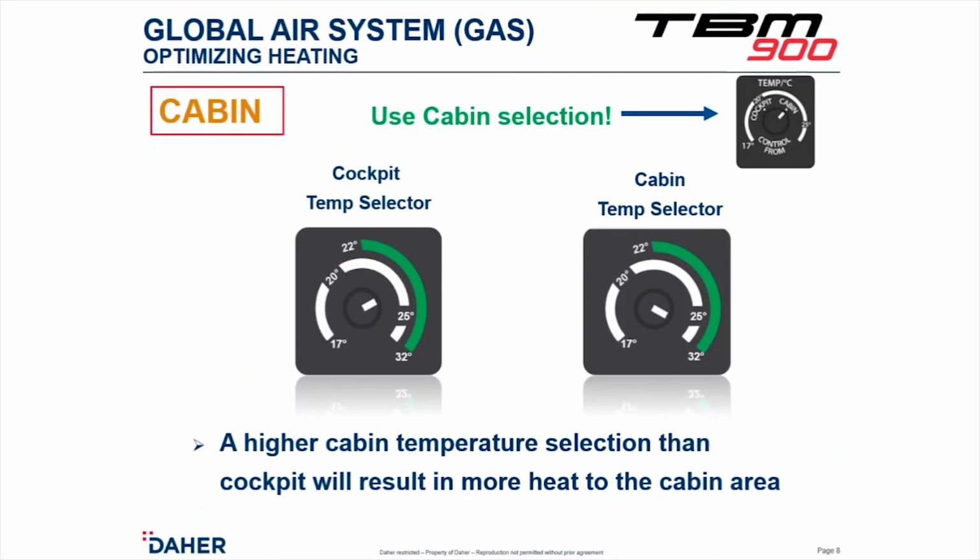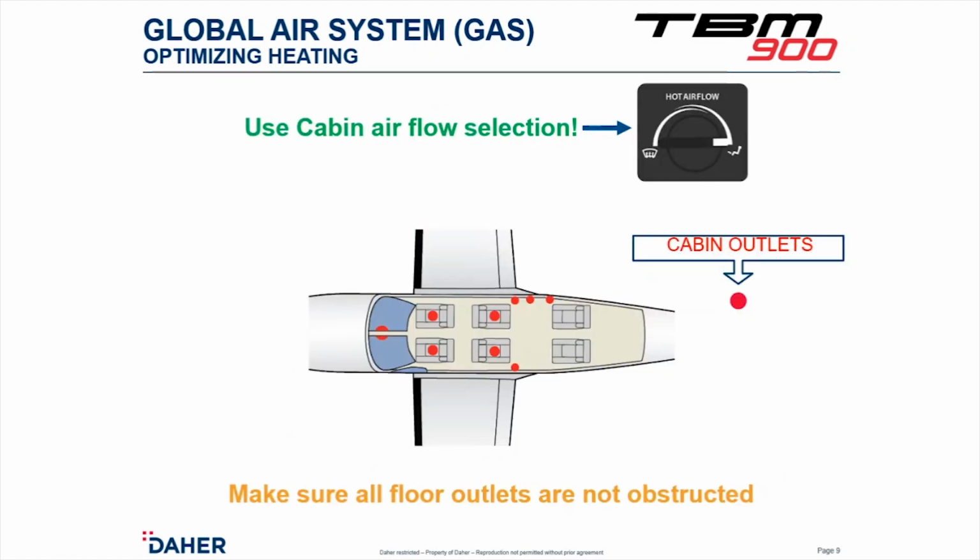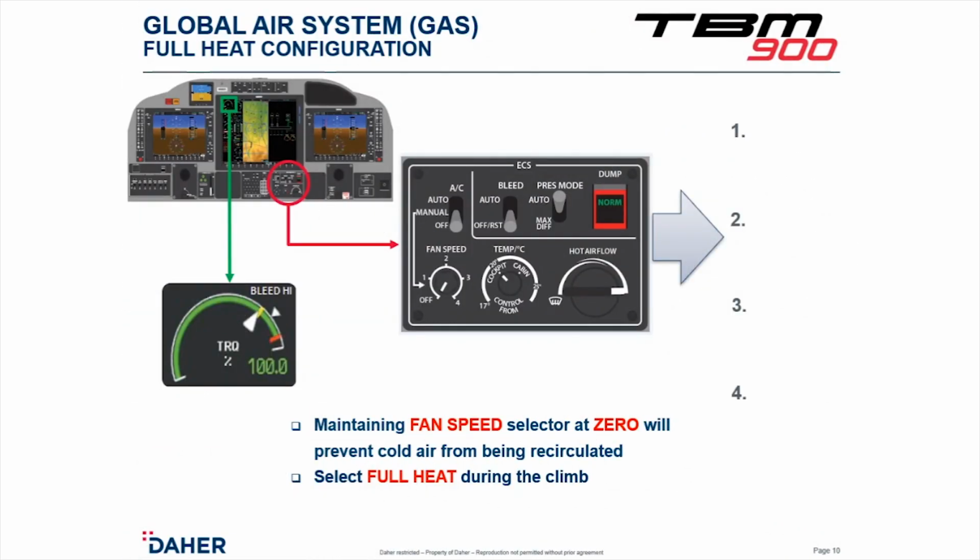So conversely, if more heat is needed in the cabin area, while still selecting cabin as the control, the temperature selection in the cabin temperature control must be higher than the cockpit. This will result in more heat to the cabin area. We must always remind you that the heating comes from below the floorboard, so please be mindful of obstructing the outlets for the heating. Make sure that all areas, exit ducts are clear of obstruction.